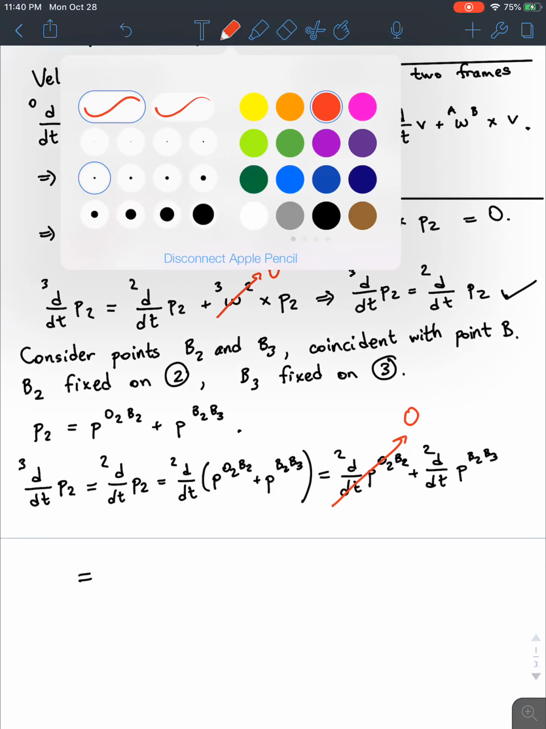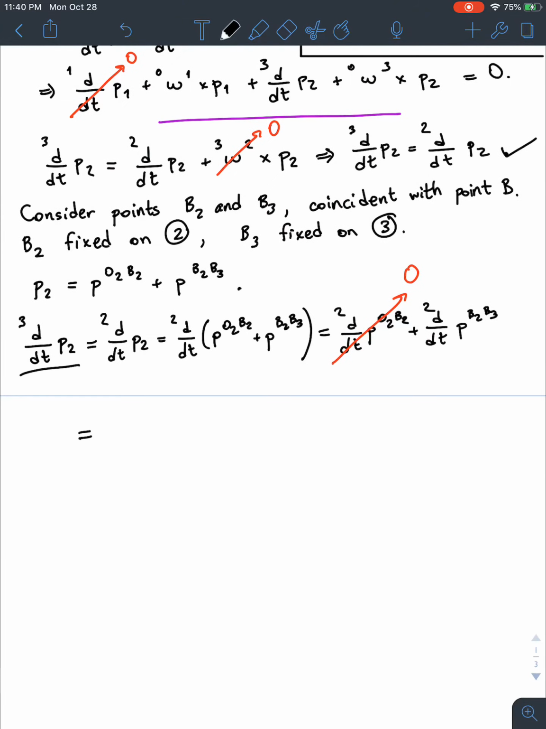Yeah? So now I'm left with d/dt in 3 of P2 is equal to d/dt in 2 of the vector that goes from B2 to B3. But what is this? This is the derivative of a position vector that goes from a point fixed in the second frame to a point B3 that's moving in the second frame, and this derivative is taken in the second frame, the frame that this point is fixed in. This is literally the definition of the velocity of the point B3 in the second frame, okay?